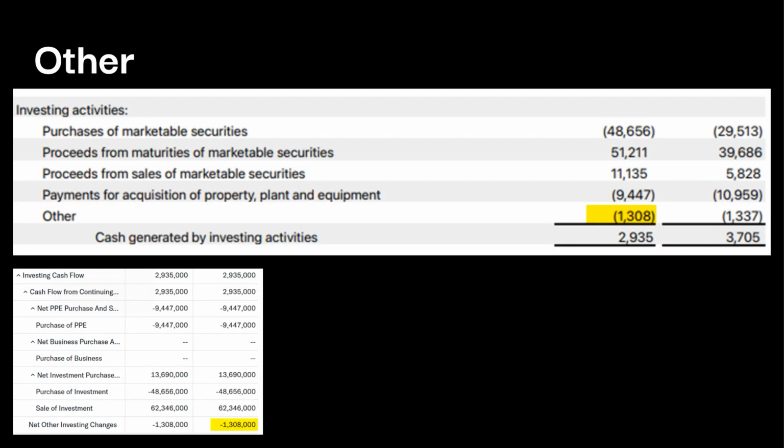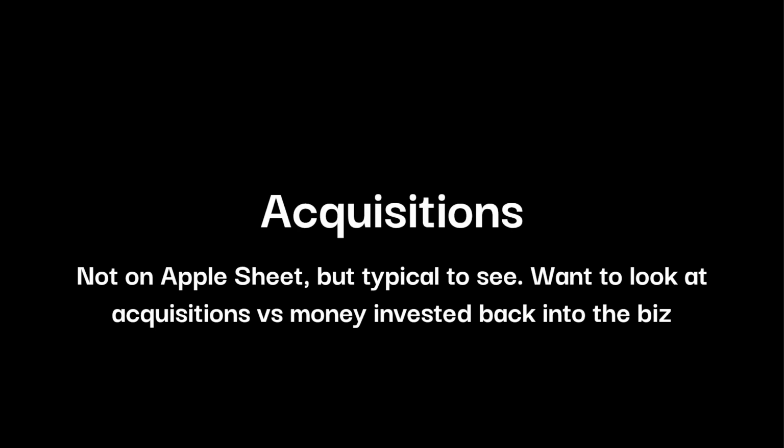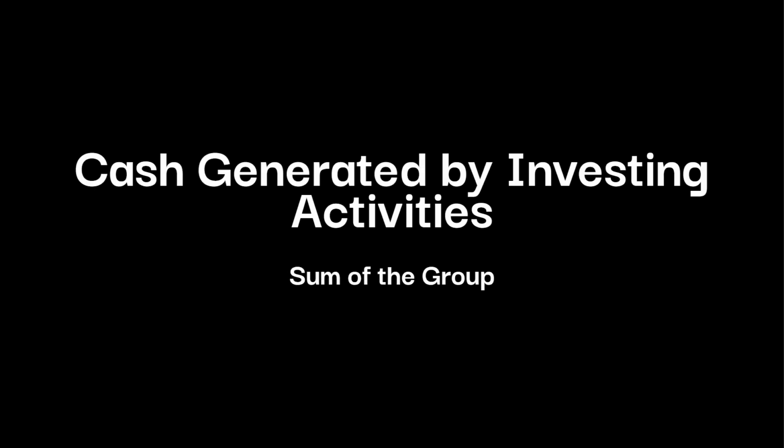And then we have a section for other, right? Negative 1308, both of those. And then it's on the Apple sheet, but you would see acquisitions in this section, right? And if you are taking a look at acquisitions, you want to look at how much money is being spent on acquisitions versus added back into the company. And cash generated by investing activities, right?